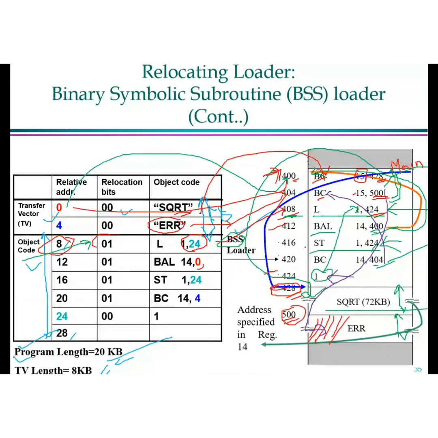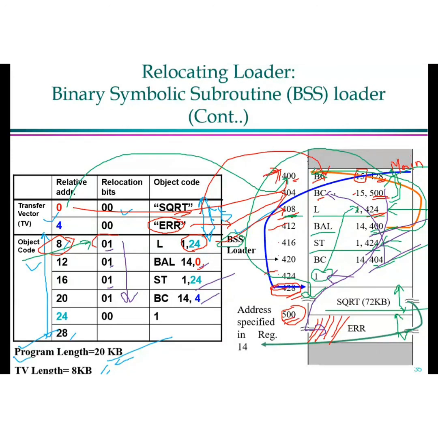And wherever the address dependency is, the relocation bit is guiding you to relocate. So if you observe, all these 4 instructions are relocatable. If you look at this area, all the bits in the second half are relocatable. So 24 की जगह आप लिख रहे हो 424. For 0 you are writing 400. For 24 you are writing 424. For 4 you are writing 404. So this is how your BSS loader has relocated these segments, these values.